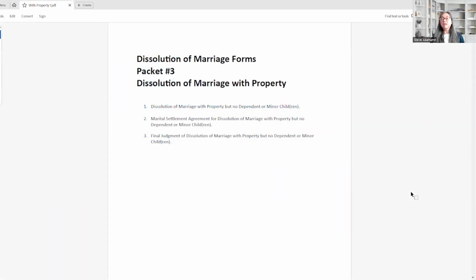Welcome to Packet 3. Packet 3 includes forms for dissolution of marriage with property. And as you can see in the list, there's only 3 forms, which is the major dissolution of marriage, and then we have marital settlement agreement and the final judgment. So we will begin with the initial form.